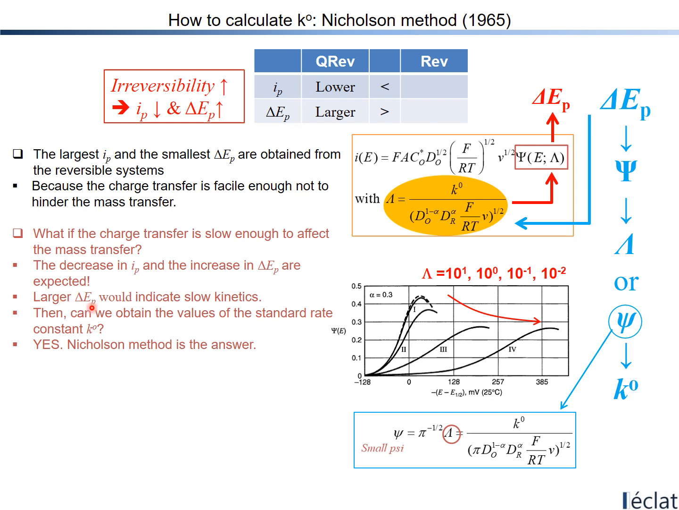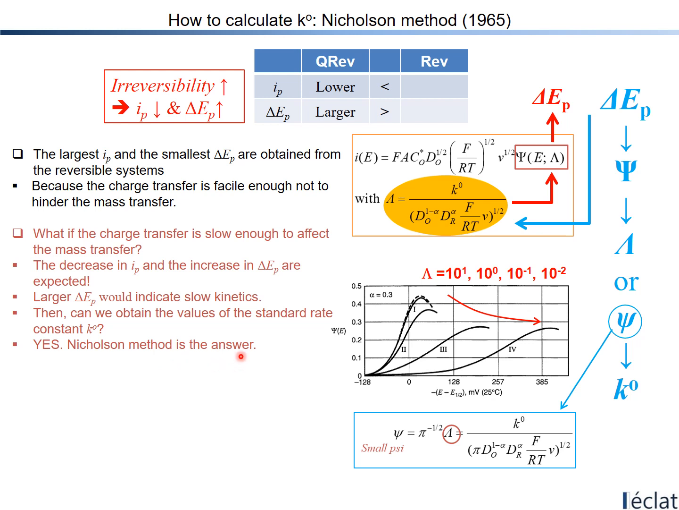A larger peak-to-peak gap would indicate slow kinetics. Then, can we obtain the values of the standard rate constant K0 like that? Yes, the Nicholson method is the answer.